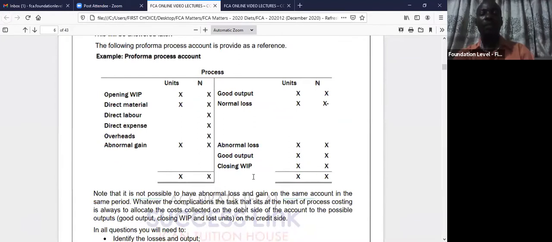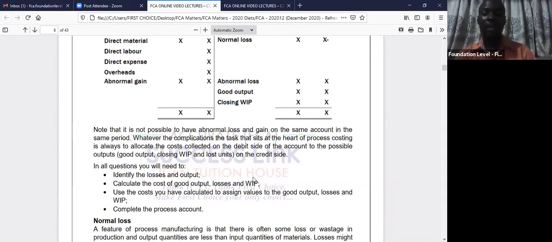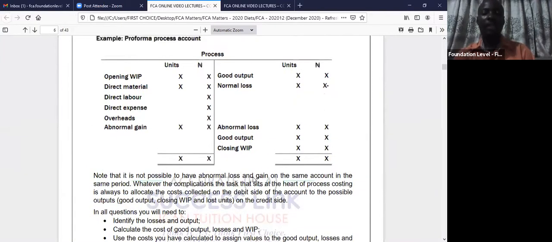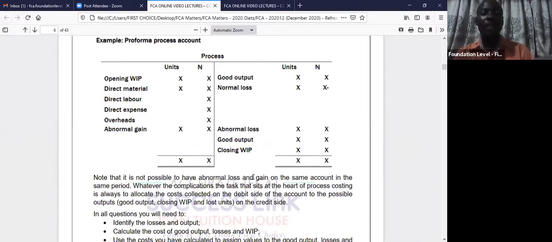So this is the format. We need to look at these formats in the whole sense, and we know what is in the left-hand side. Everything in the left-hand side will give you cost of production. Everything in the right-hand side will give you the output. Left-hand side gives you costs, right-hand side will give you outputs. And mind you, this good output is what goes to the next process.